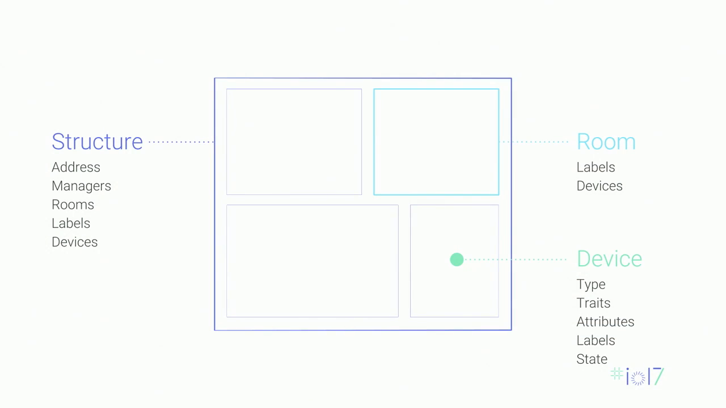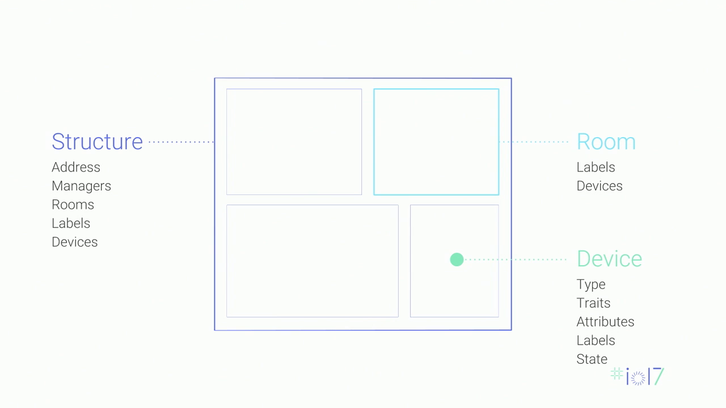So let's break down the home graph really quickly, right? We look at it as properties. And there's kind of three big sets of properties, and under there's a lot of things that build upon these properties. So there's a structure. That structure has an address, it has managers, it has rooms, it has labels, right? Then you have rooms, because rooms are very specific.